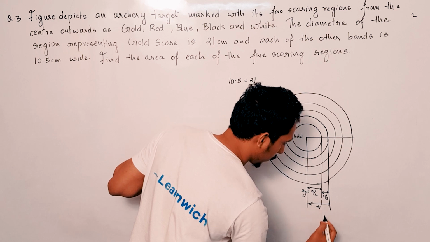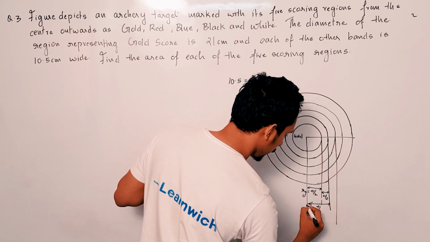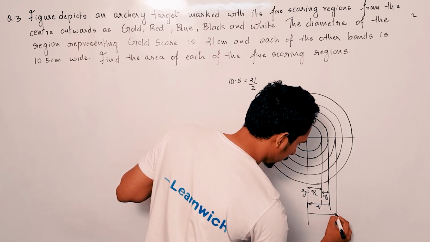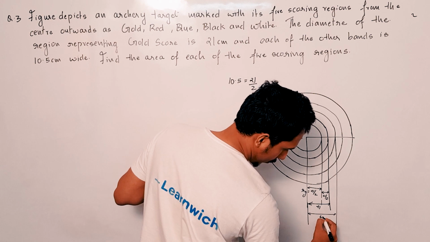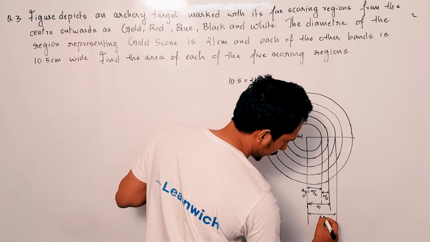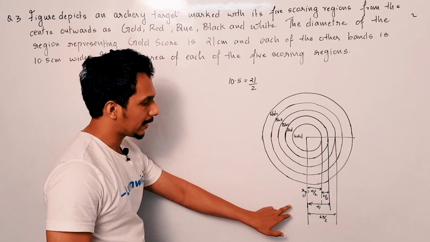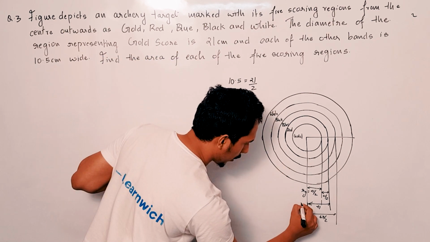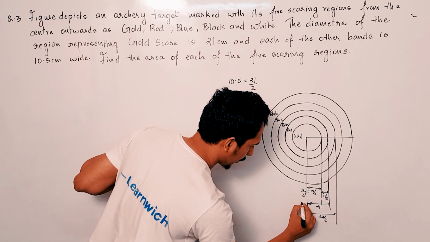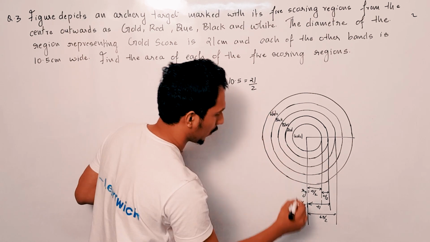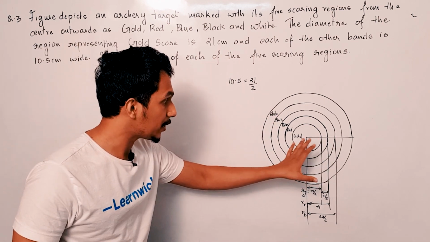That will be 21 by 2 plus 21 by 2. It will be 21. Again, you have the next radius here from the center. That will be 21 plus 21 by 2. That will be 63 by 2, etc. Like that, you can find RG, you can find RR, then you can find RB. Okay, so these are the radiuses of individual regions.